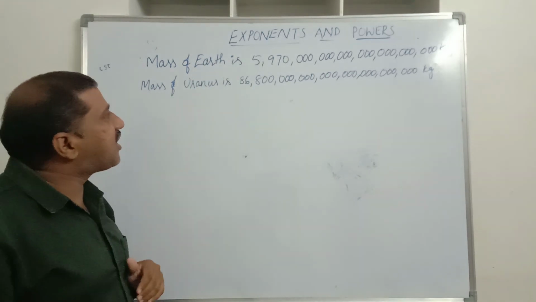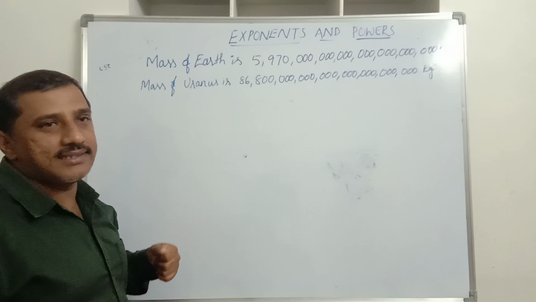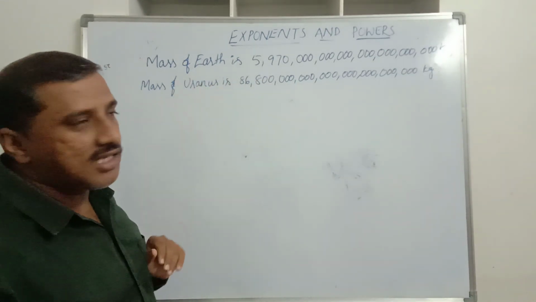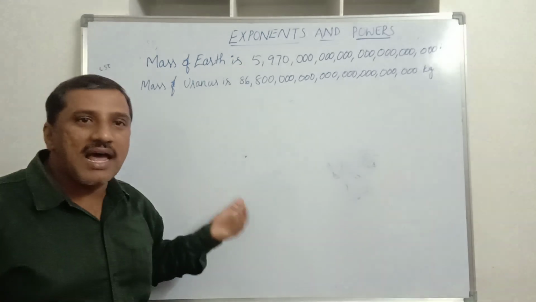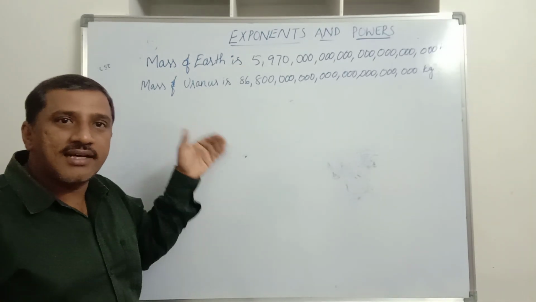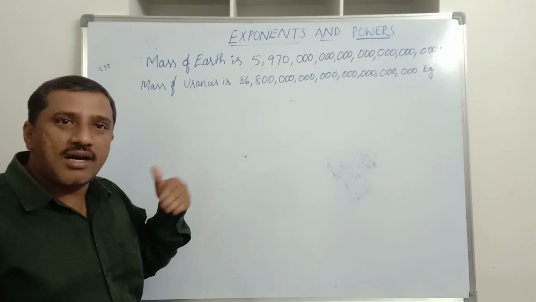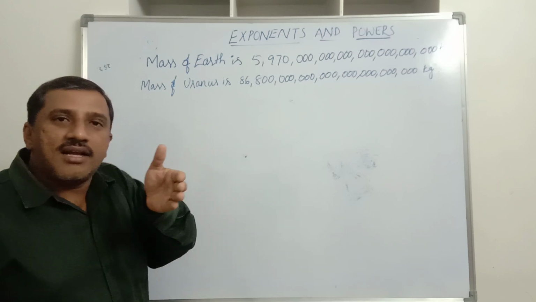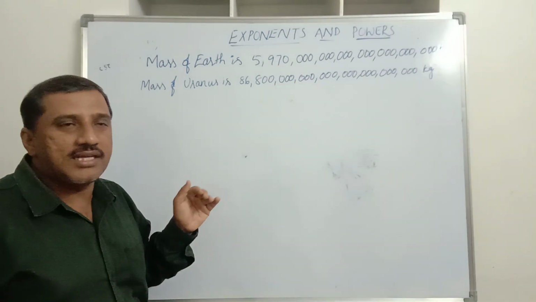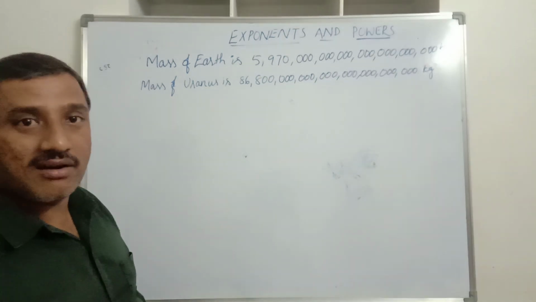Similarly, the mass of Uranus. Uranus is a planet like our Earth. See here, a very big number, very large numbers. Similarly, the mass of other planets and the Sun. The distance between the Sun and the Earth, the Sun and the Moon, the Moon and the Earth, the Sun and Saturn, and other planets like Uranus, Mars, Jupiter. So they are very big numbers, large numbers.